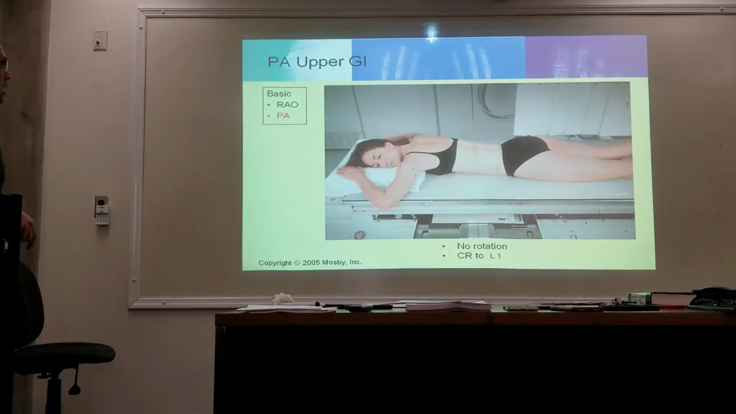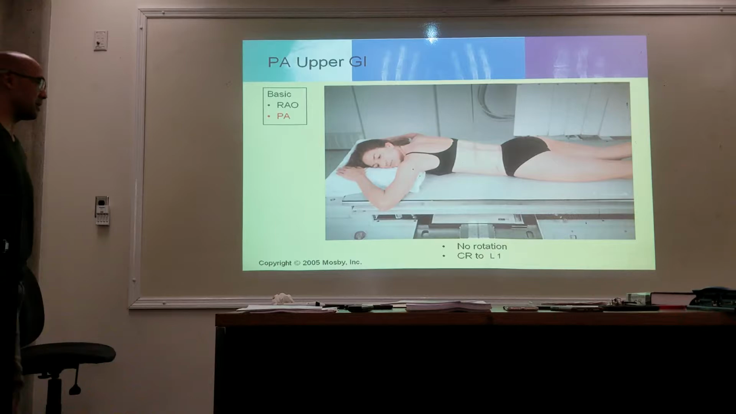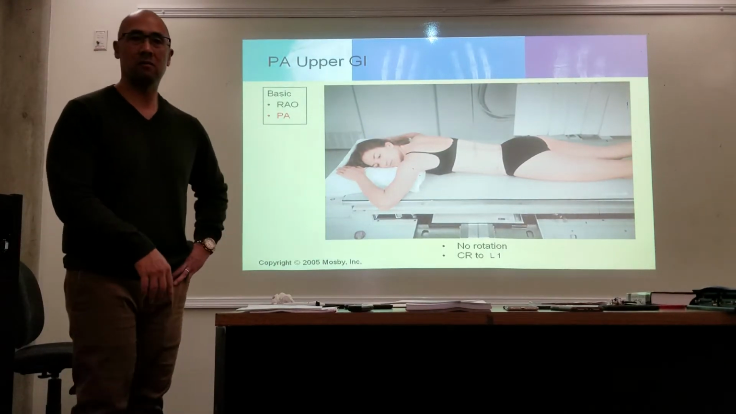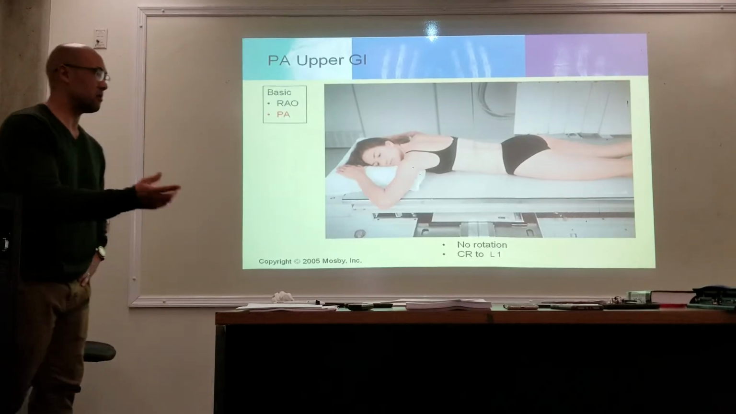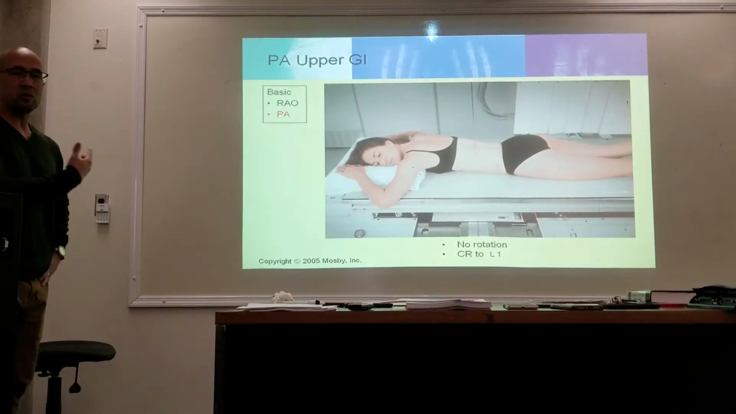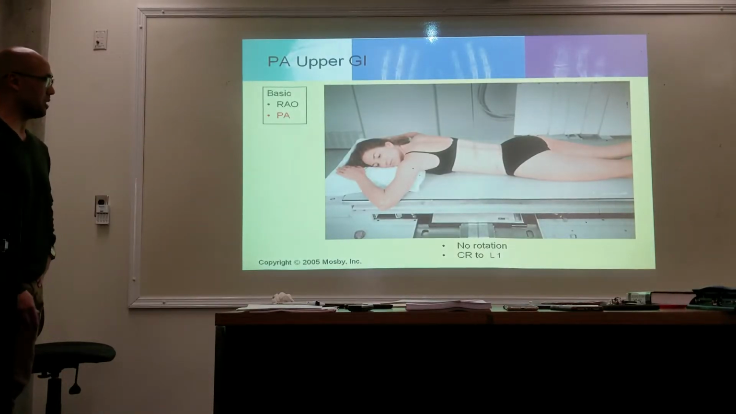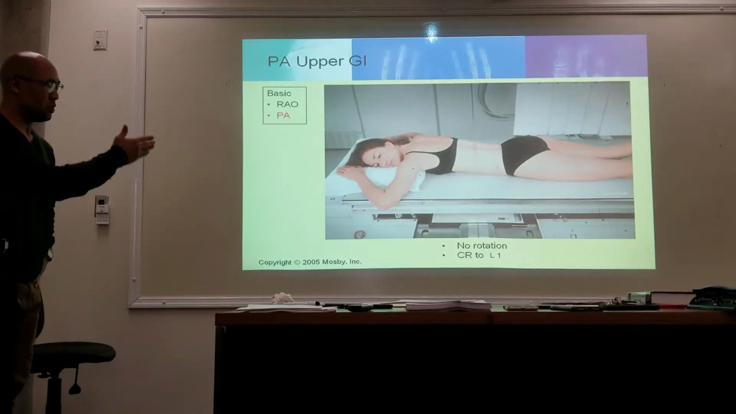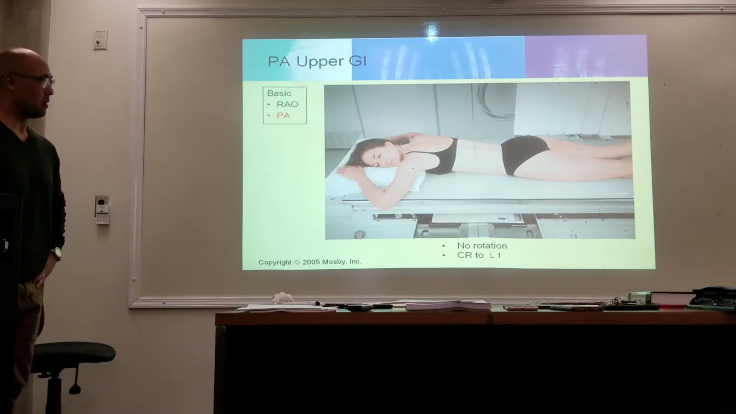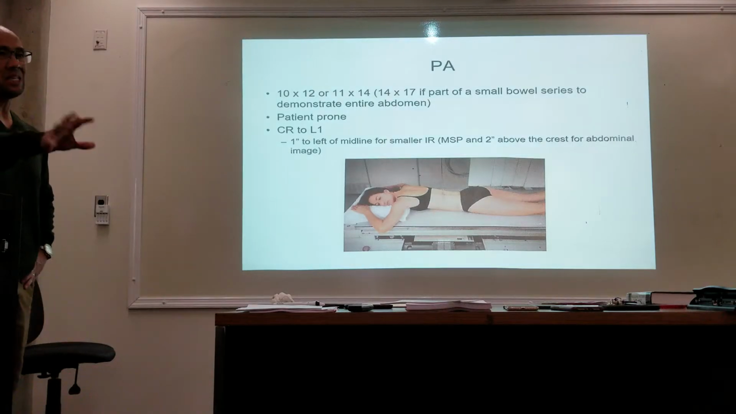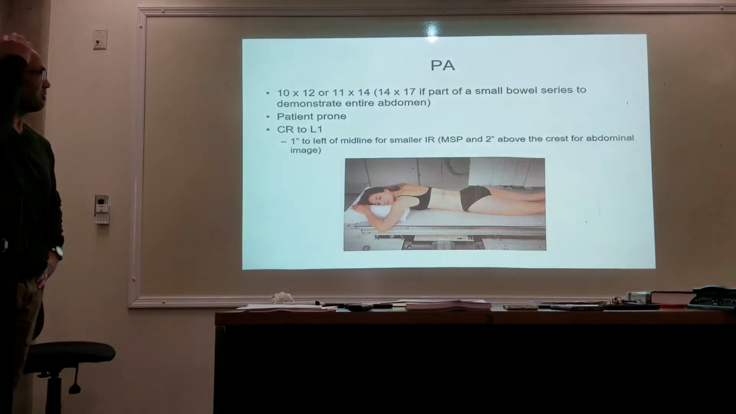All right. Here is a PA for the stomach, no rotation. Central ray, again, is at the level of L1. So you can use any of those techniques to find L1: xiphoid process, you can use the rib margin, you can use the cassette, placing it on top of the crest, as long as you know how to find L1. Now, in a PA, I cleaned this up a little bit because the way it looked before was very confusing.